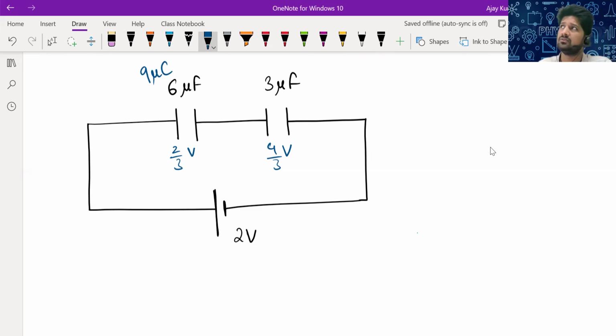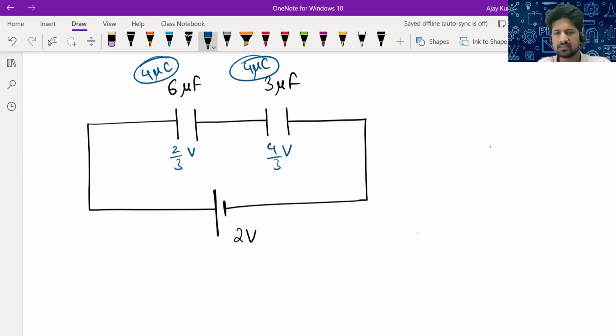Wait, 6 into 2 by 3 is 4 microcoulombs, not 9. So 4 microcoulomb is the charge on the first capacitor. Next, 3 into 4 by 3, again 4 microcoulomb charge on the second capacitor. Okay, I didn't have to calculate that. They will get equal charge anyway. They are in series. These are the charges.